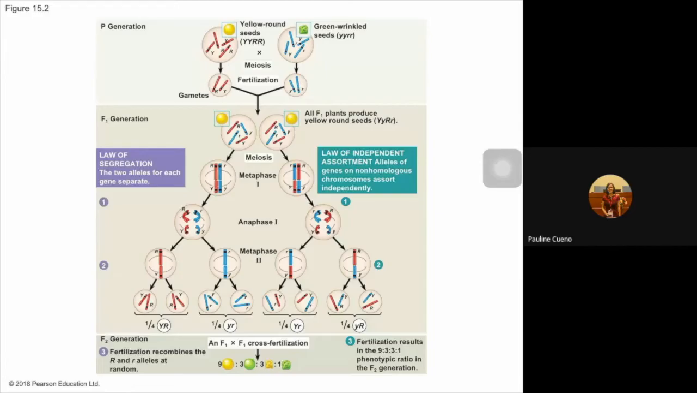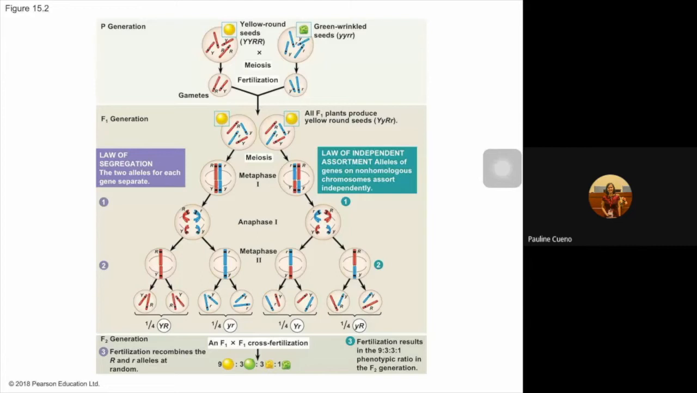Pwedeng mitosis, pwedeng meiosis. Kung meiosis, gamete formation. Kung mitosis naman ay for growth and development. Okay? So, nag-apply sa F1 generation ang law of segregation. In the law of segregation, the 2 alleles for each gene separate. Di ba yun ang sabi sa law of segregation?